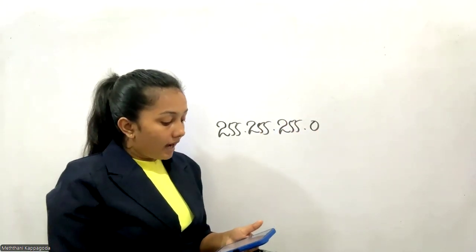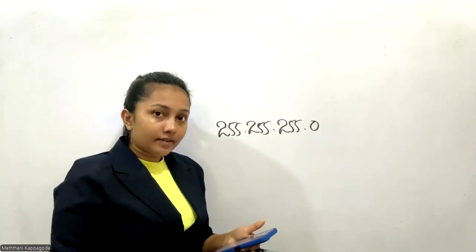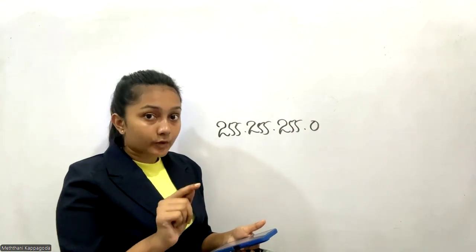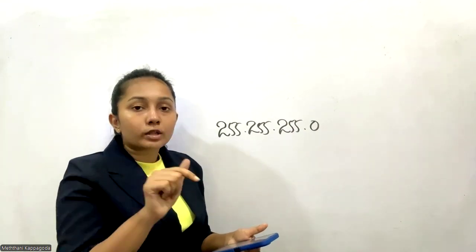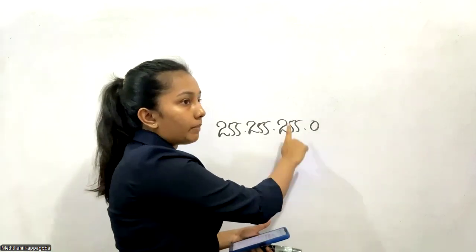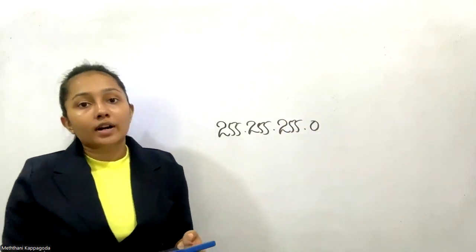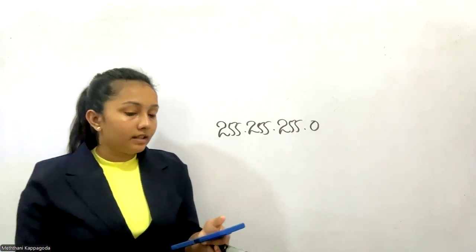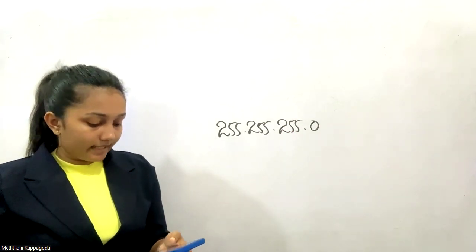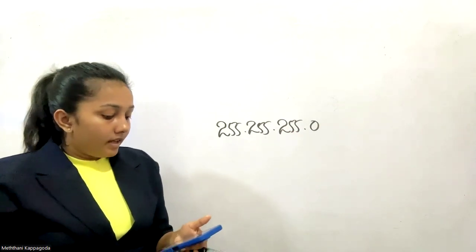The number of IP addresses means they are not asking about the hosts. Therefore, you are not going to subtract 2. You have to take 2 to the power y, not 2 to the power y minus 2. It means 2 to the power 8, which is 256. Answer should be the first one for question number 16.